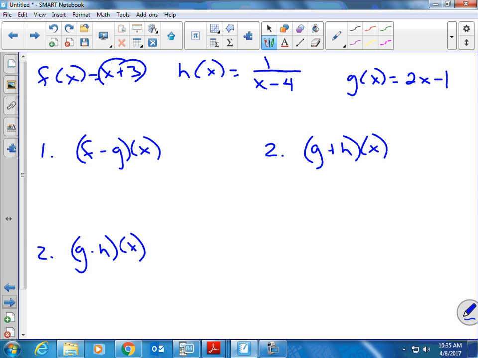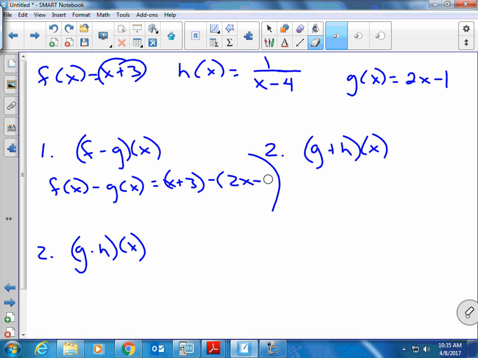Okay, first one. Be careful with the negative sign. This is f of x minus g of x. f of x, x plus 3, minus g of x, 2x minus 1. That's a 1. Okay? This negative sign, let me rephrase that. The first expression: do I need those parentheses in the first expression? No, not really. There's a 1 sitting out here. 1 times anything doesn't do anything to it.